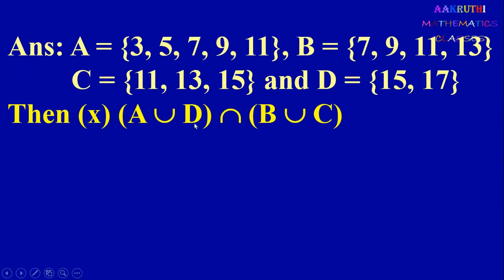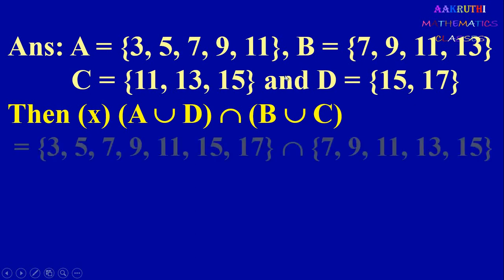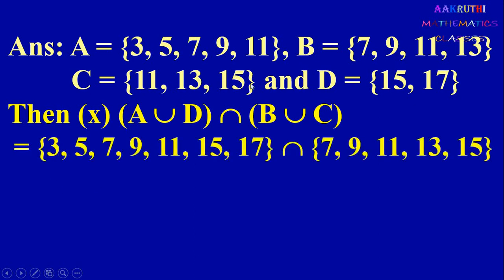Next one, it is (A union D) intersection (B union C). First we find A union D. Take all these numbers together and B union C. Take all these numbers together. We get 3, 5, 7, 9, 11, 15, 17. And here it is 7, 9, 11, 13 and 15. Now you take common elements. So what are the common element here? It is 7, 9, 11 and 15.